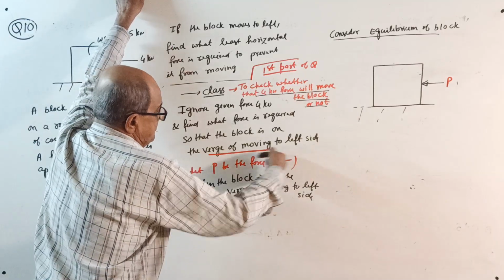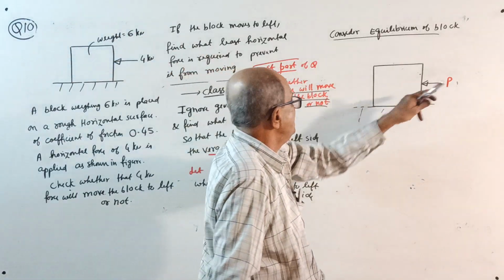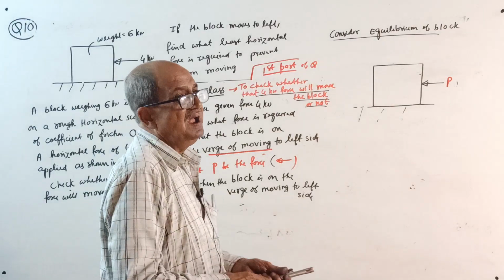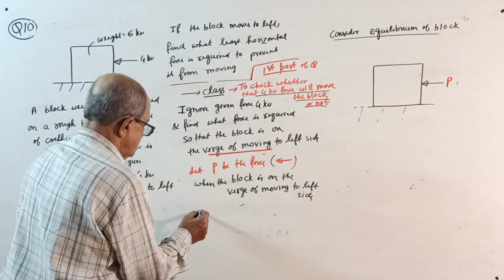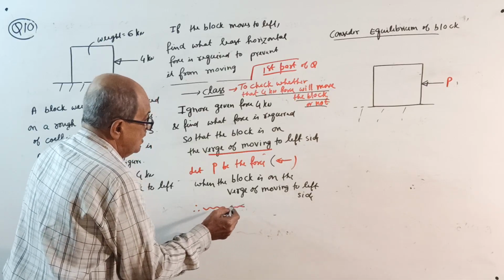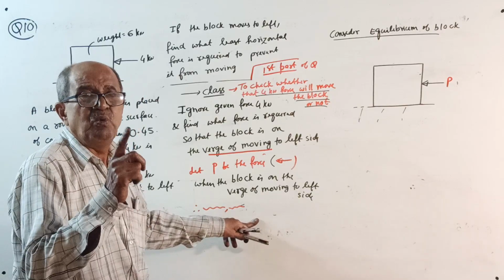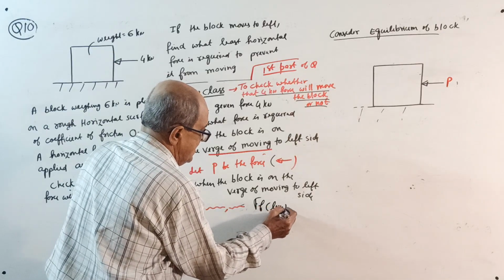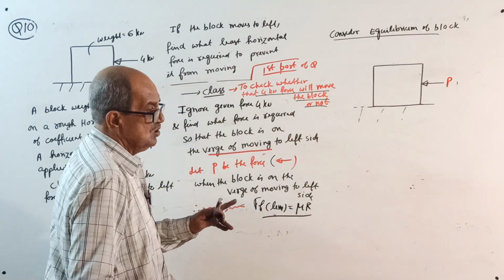Find what force is required when the block is about to move to left side. Let P be the force to left side. Write a note here: that 4 kilonewton gone, replace that one by P. When the block is on the verge of moving to left side, I cannot tell you every class, you should write. Therefore, since this P is the force to be applied when the block is on the verge of moving, this is a case of F limit equal to mu into R.